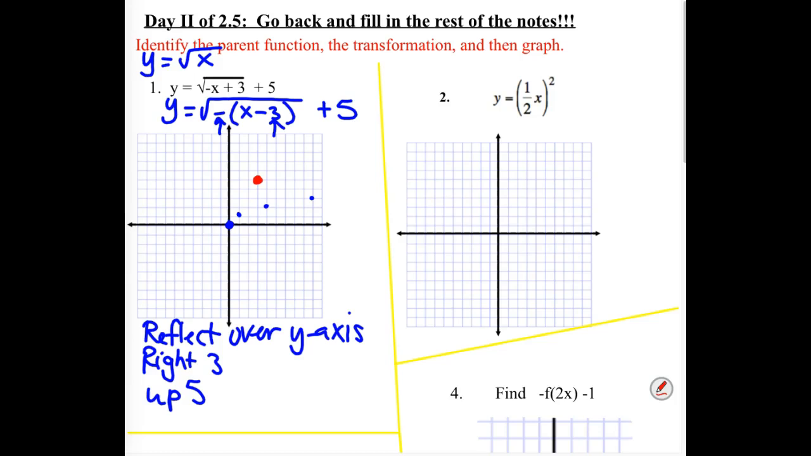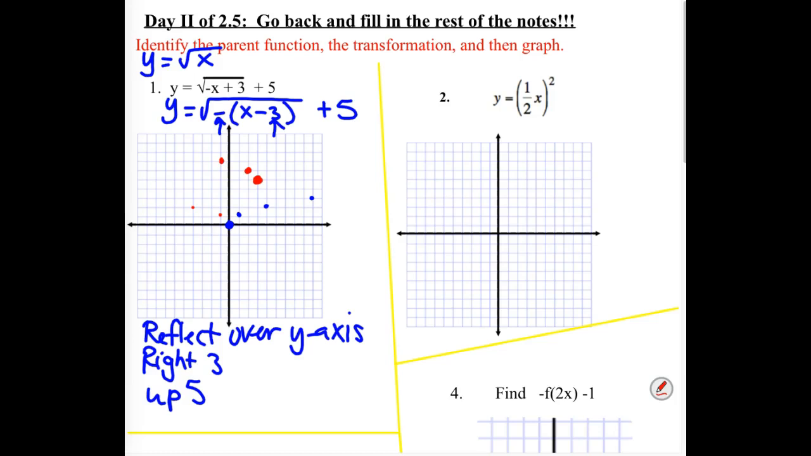Okay. My next point, the 1, 1 ordered pair. I'm going to reflect it over the y-axis. It's going to put me over here. Okay. Then I have to move it right 3 and up 5. I'm going to land there. Taking my 2, 4 point, reflecting it over the y-axis puts me over here, and then right 3 and up 5.